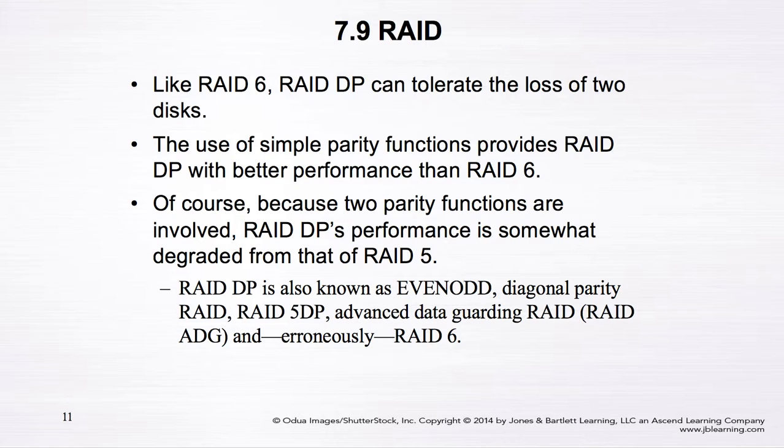And sometimes we call RAID DP by other names: even-odd, diagonal parity RAID, RAID 5DP, advanced data guarding RAID or RAID ADG, and erroneously RAID 6. So there are different names depending on the manufacturer and the organization, but they are the same as the RAID DP technique we just discussed.